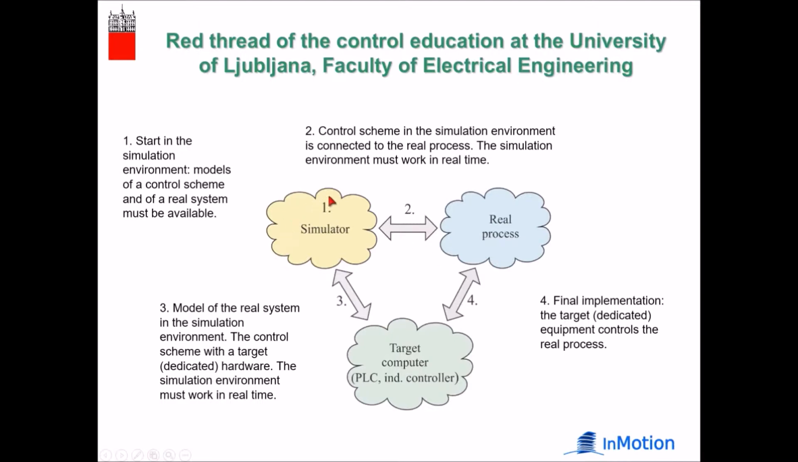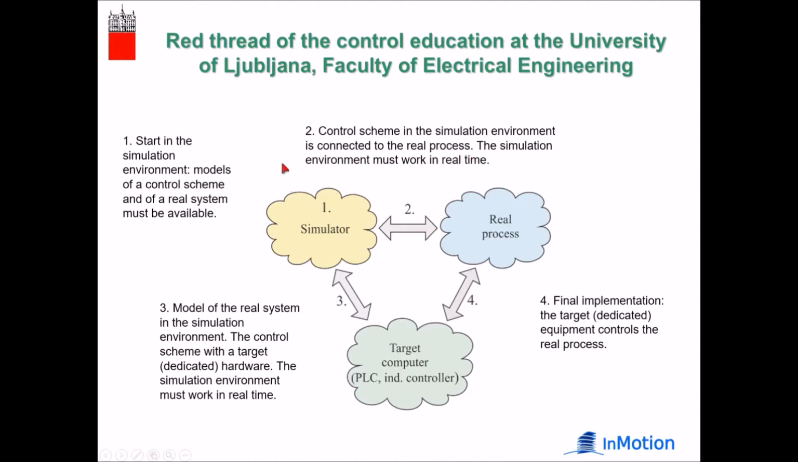At the first stage, we use the simulation environment. Models of a control scheme and of a real system must, of course, be available. In the second phase, we connect simulator and real process. So this means that this part has already to work in real time. The control scheme is in the simulation environment and is connected to the real process.